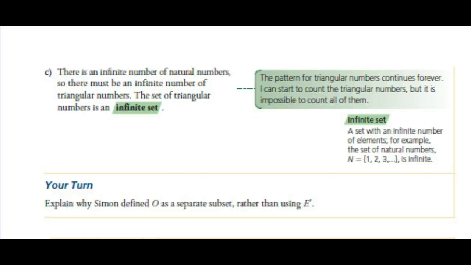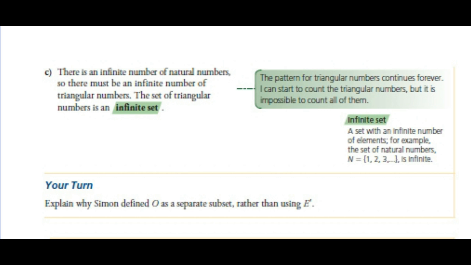There are an infinite number of natural numbers, so there must be an infinite number of triangular numbers, right? I mean, you can always find another triangular number, you just have to add another number on. The set of triangular numbers is an infinite set, like the set of whole numbers, right? 0, 1, 2, 3, goes on forever. So an infinite set is a set with an infinite number of elements, for example, the set of natural numbers, the counting numbers, 1, 2, 3, and so on, is infinite.